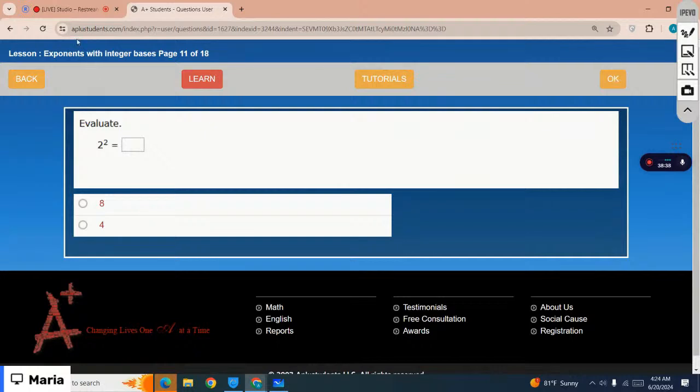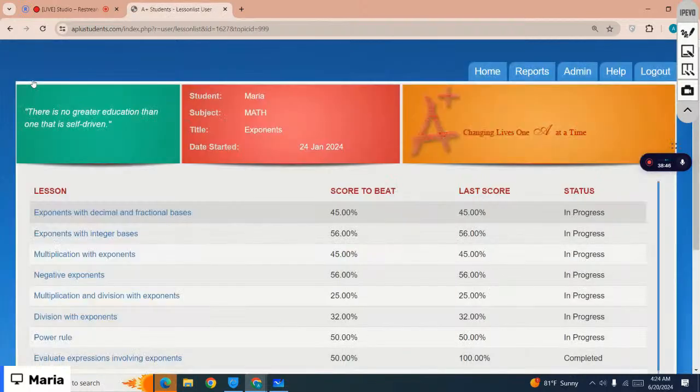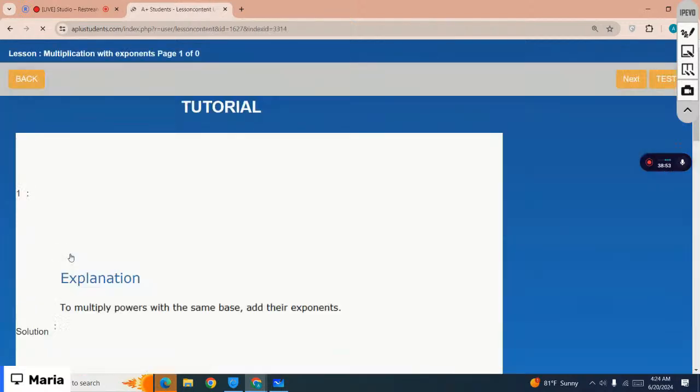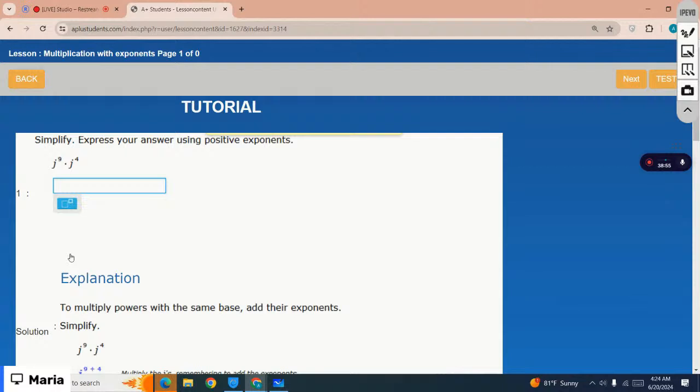Okay, you can complete the lesson by yourself later today. Let me just move on to the next lesson. The next lesson is multiplication with exponents. So let's see how we multiply with exponents. J exponent 9 times J exponent 4. So basically they both are multiplying, right? They have the same base J, but they have different exponents and they are multiplying.